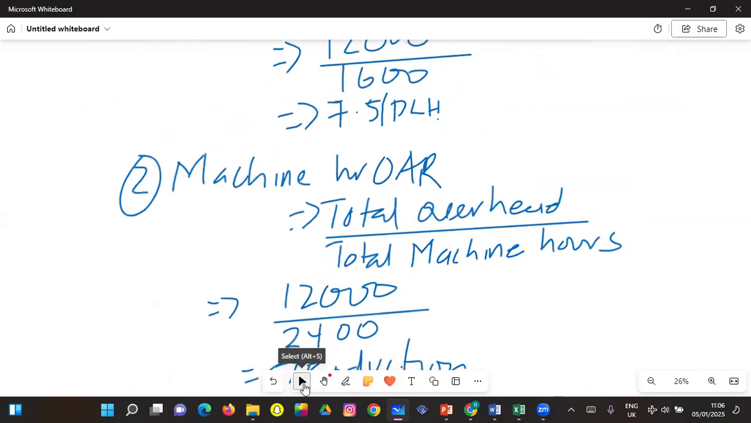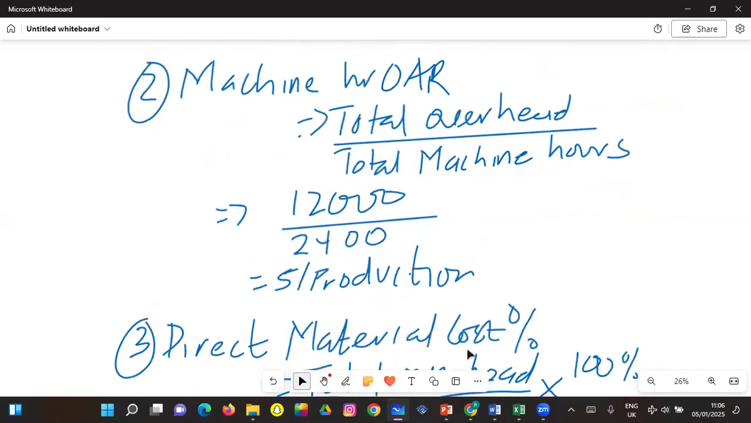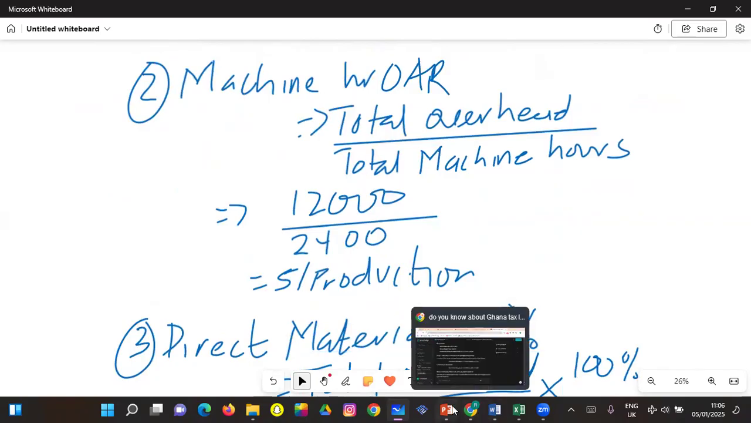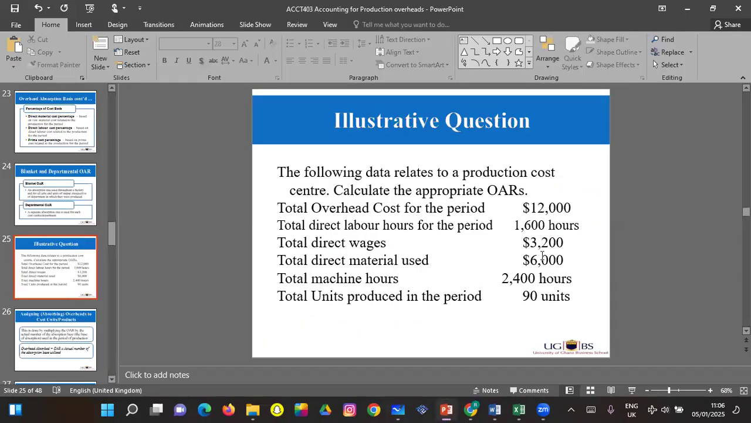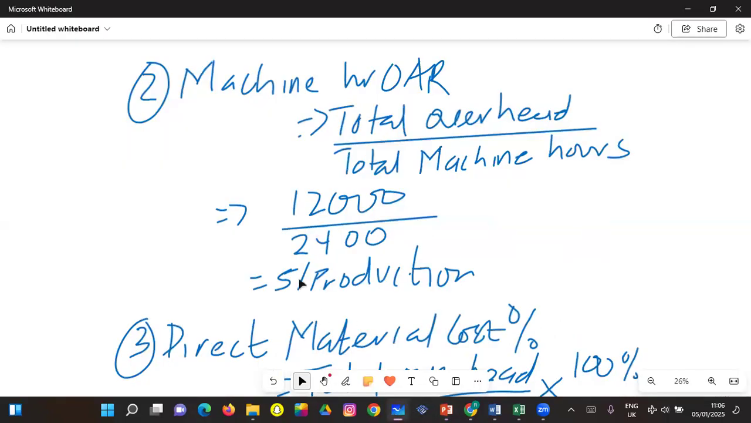Now we go to the machine hour overhead absorption rate, which is basically the total overhead over the total machine hours. In the question, total overhead was 12,000. Total machine hours is 2,400. We do the same thing, and we get 5 per machine hour.